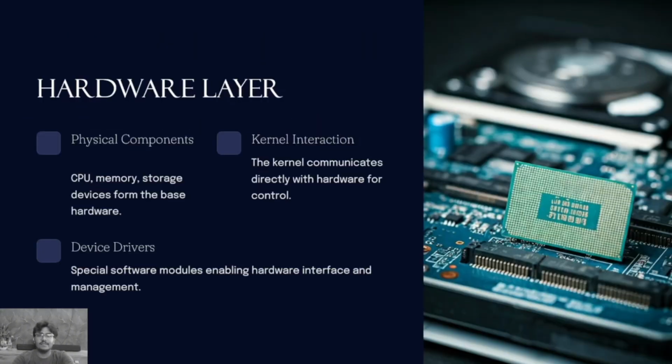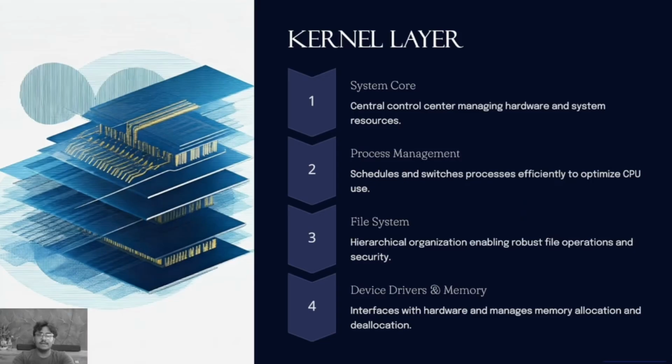Hardware layer. At the bottom, we have the physical hardware like CPU, memory units, storage devices, and input-output devices. The operating system needs to manage these physical resources efficiently. Kernel layer. The kernel layer is the core part of UNIX. It handles process scheduling, memory management, file system operations, device communication, and system security. The user never interacts directly with the kernel, it works behind the scenes.